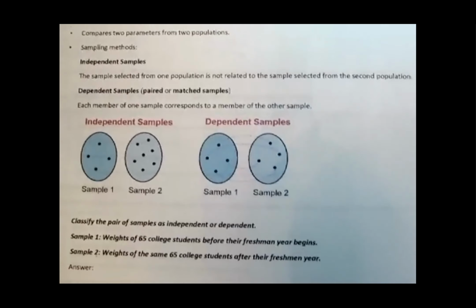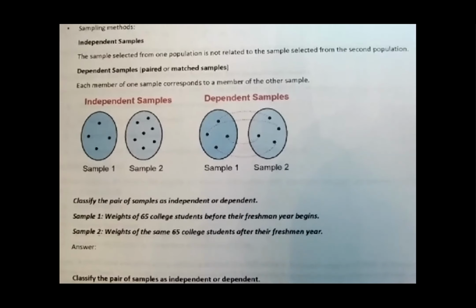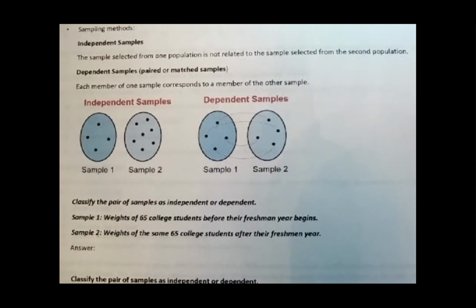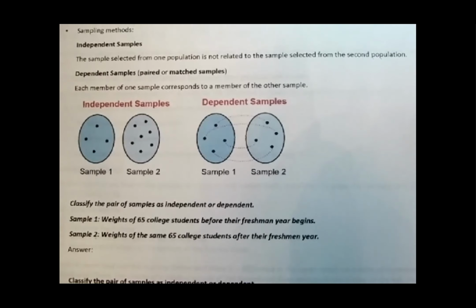Let's take an example. Classify the pair of samples as independent or dependent. You're going to help me with this. Sample 1 is the weight of 65 college students before their freshman year begins. Sample 2 is the weight of the same 65 college students after their freshman year. What do you guys think, dependent or independent, from the definition that I introduced? Any answers?